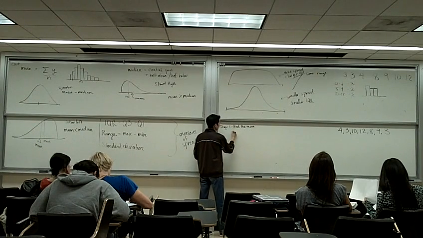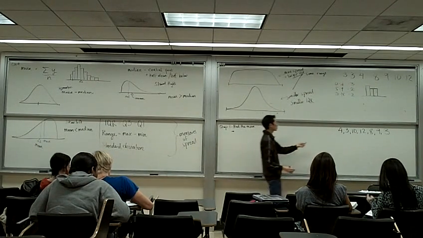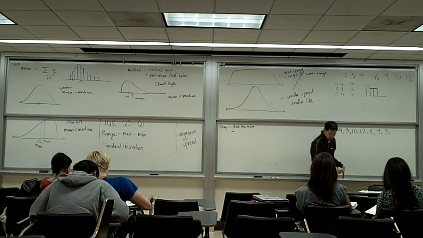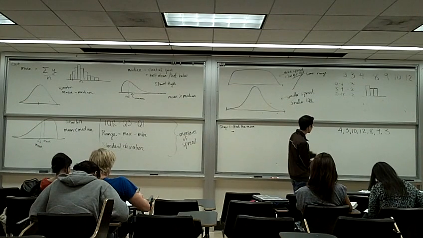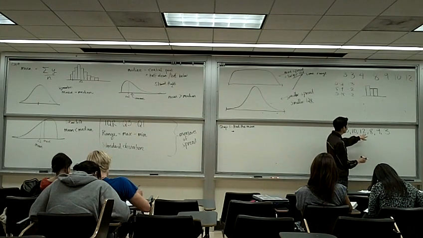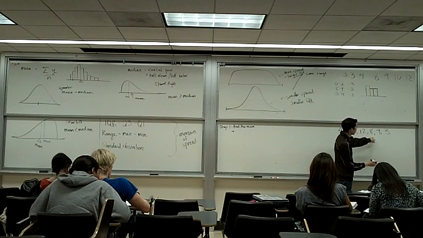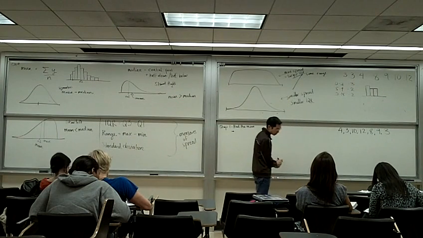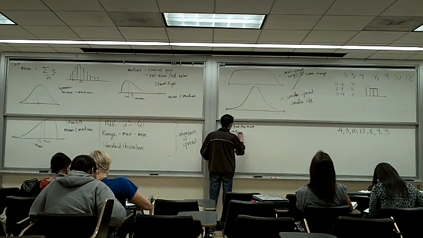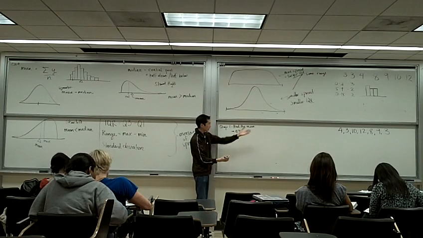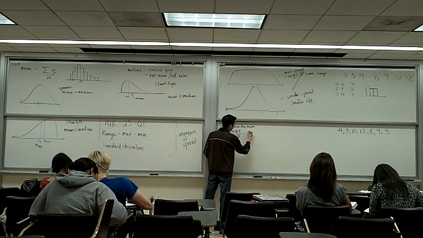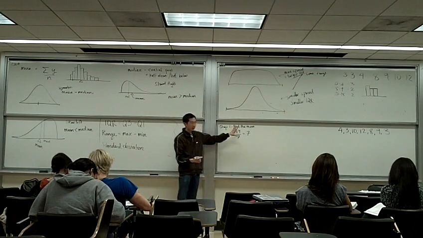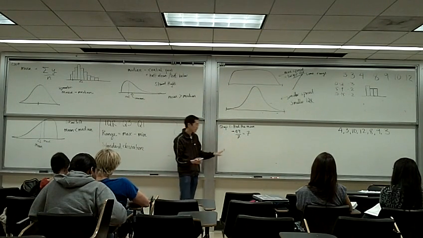In this case, we add up all of these numbers, 4 plus 3 plus 10 plus 12 plus 8 plus 9 plus 3. What do we get? This is 7, 17, 29, 37, 46, 49. So we have 49 divided by how many numbers we have. We've got 7 numbers, so our mean is equal to 7. Finding the mean, this is okay with everyone? We get 7.